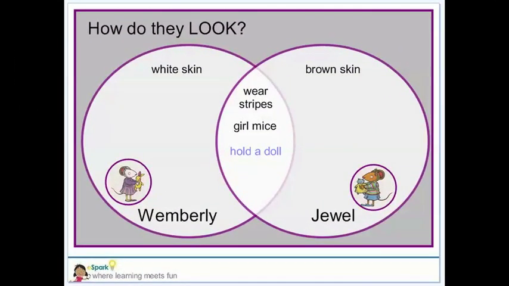Looking at them closely, I also see that they both hold a doll. And thinking back to the text, I remember that Wemberly's doll's name was Petal and Jewel's doll's name was Niblet.